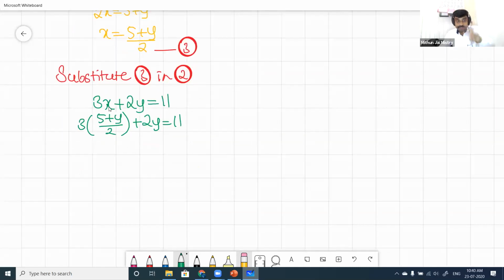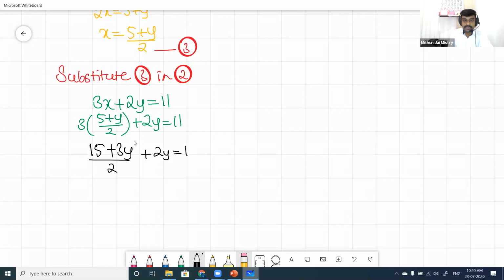What happened? Until here, in 3x plus 2y equals 11, we had two different variables, x and y. But now there is no more x. The total equation is converted into one variable. We have only y. So now we are going to get the value of y. Let me multiply this 3 inside. You will get 3 fives are 15 plus 3y upon 2. Then we have plus 2y is equal to 11.